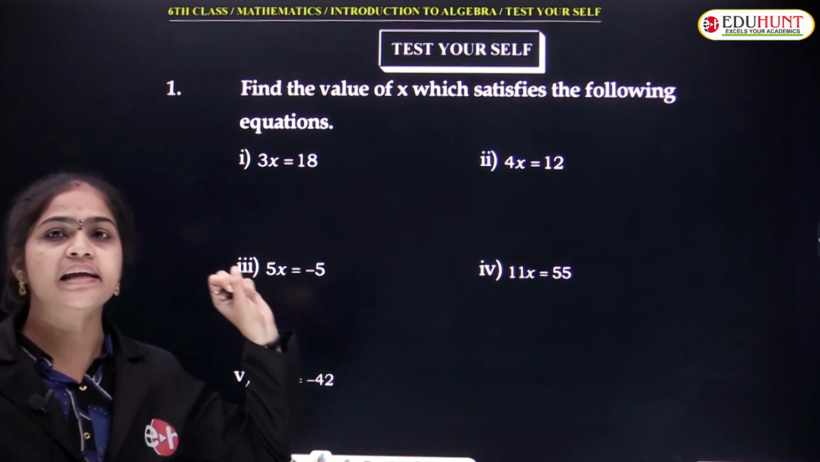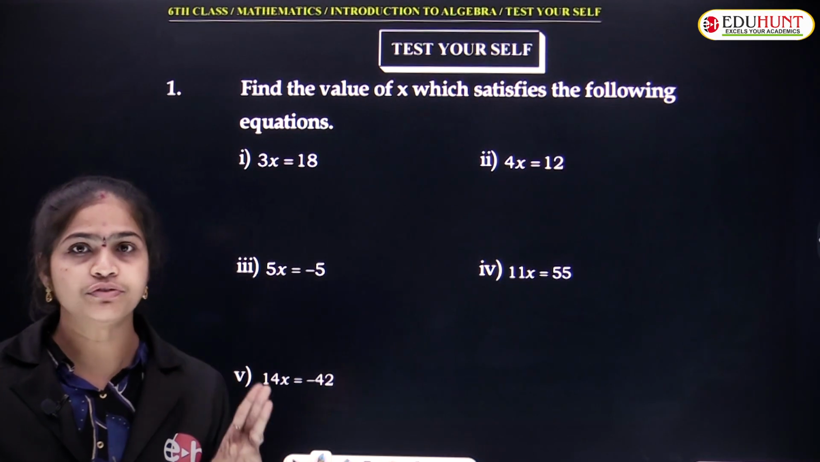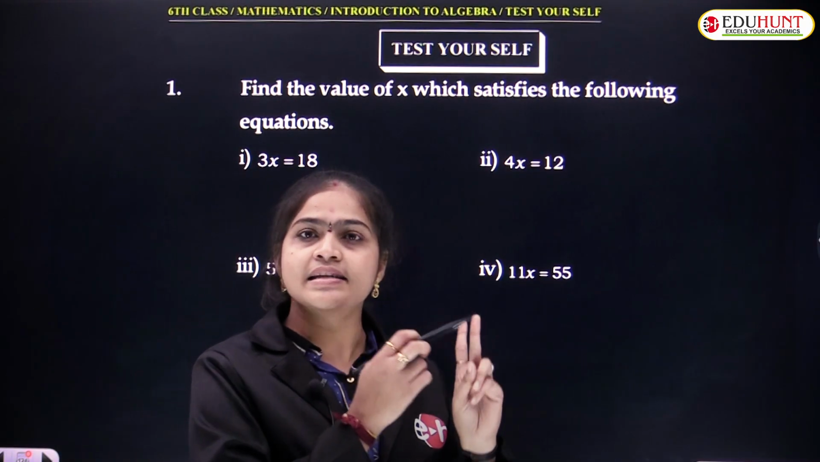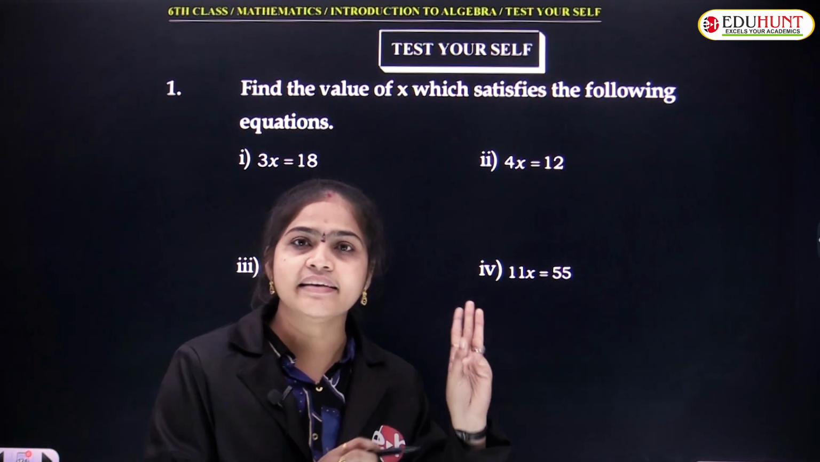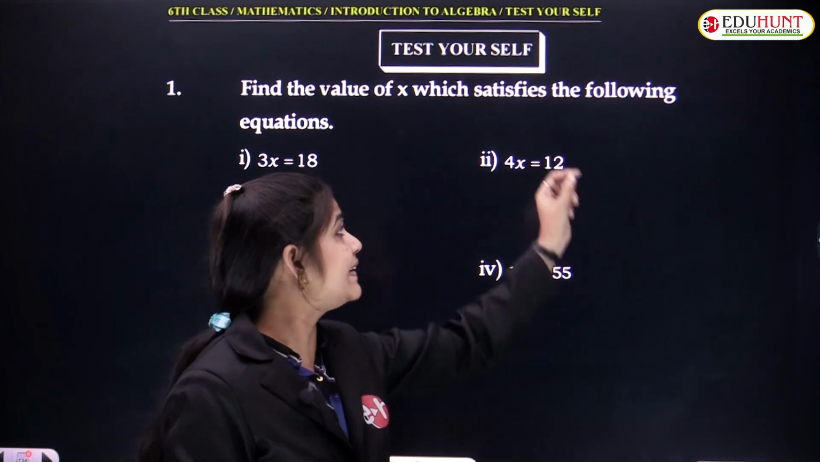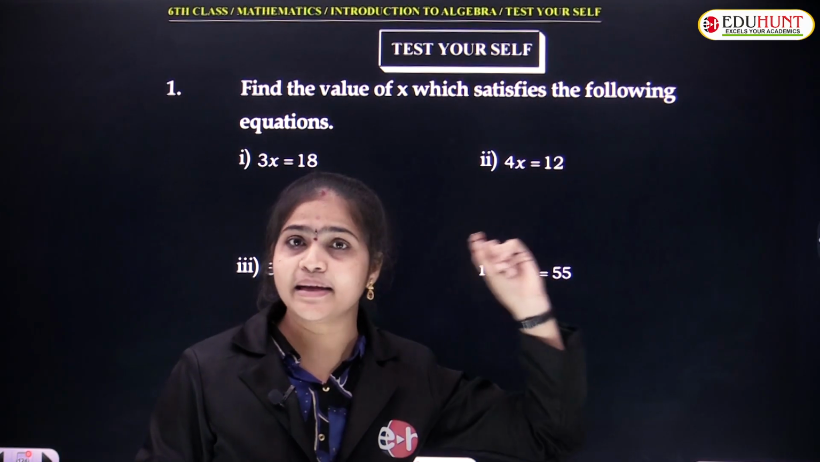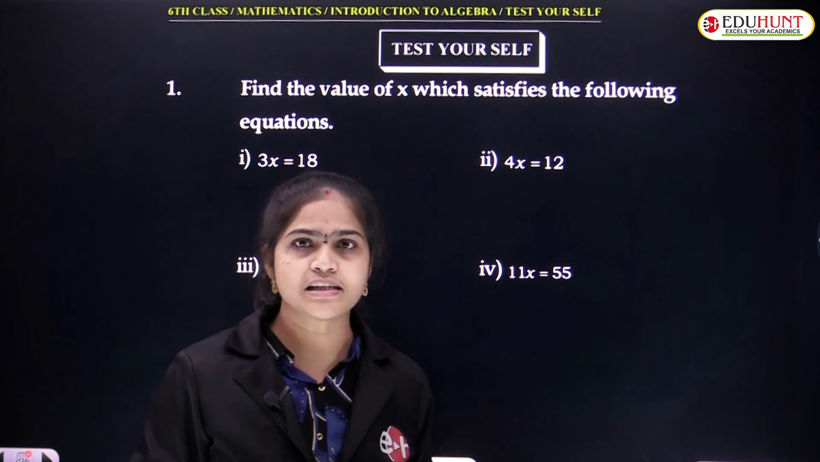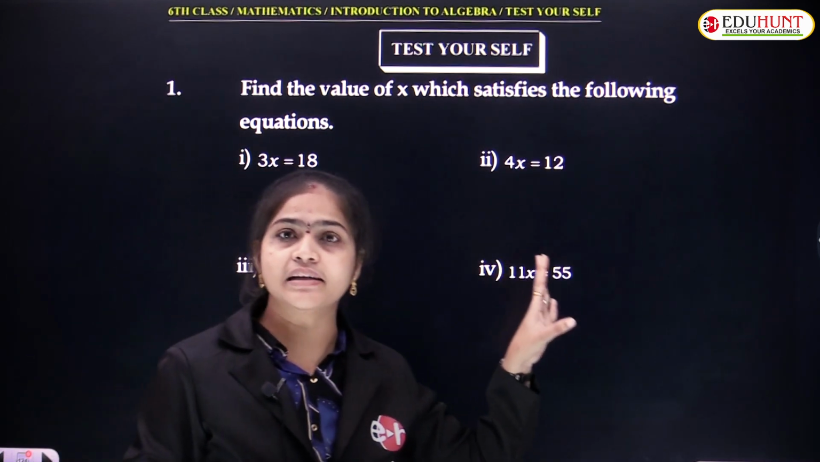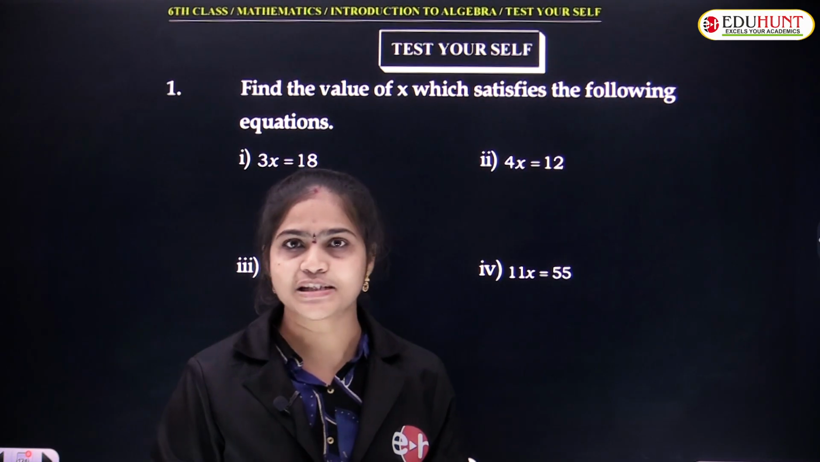Here you can use any one of the three methods. The first one is the trial and error method, the second one is the balancing method, and the third one is the transposing method. I told you it is better to follow that. Here they didn't mention any method name, so it is better to follow the transposing method. In this video and in Test Yourself, I will solve using the transposing method.